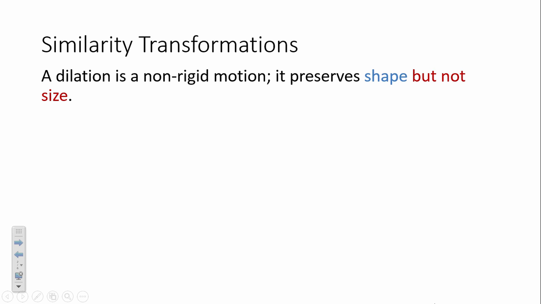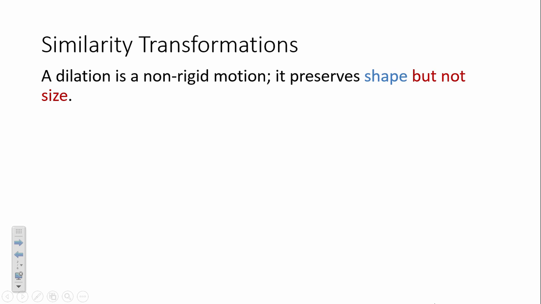So with the congruence transformations, we were talking about rigid transformations. Translations, reflections and rotations are all rigid, meaning they keep the same size and shape. Dilations are different because they're a non-rigid motion and it preserves the shape but not the size. So the angles are the same, but the size is much bigger or much smaller.